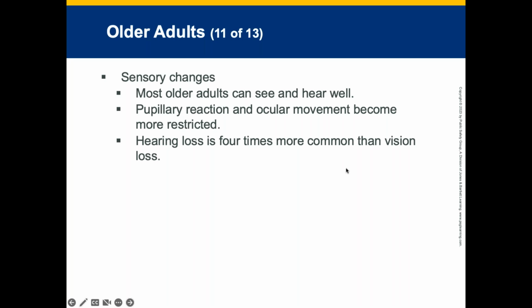Pupillary reaction and ocular movements become more restricted with age. The pupils are generally smaller, right? So don't start just pushing Narcan on people that have small pupils, okay? They may not be on any opiates at all. The opacity of the eye's lens diminishes visual acuity and makes pupils more sluggish in responding to light. Visual distortions are also very common with this, and hearing loss is 4 times more common than vision loss. You have to slow down, speak clearly, and let them hear what you are saying.